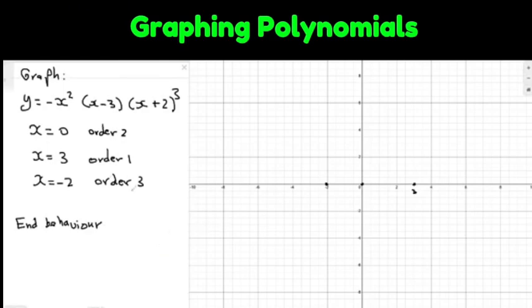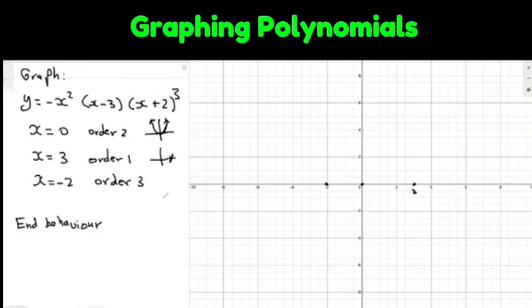Now, let's talk about order of 2, order of 3, and order of 1. Order of 2: what happens on the graph when you have an order of 2 and you have a 0 right here, x equals 0? When you get to this 0 here, you bounce. When you come into the 0, you don't go through it, you bounce off the 0. Even if you're coming from down, you still bounce and go back. If the order is 1 at x equals 3, that means you're just going to go through the 0. You go right through it.